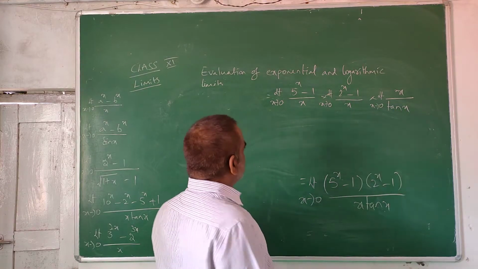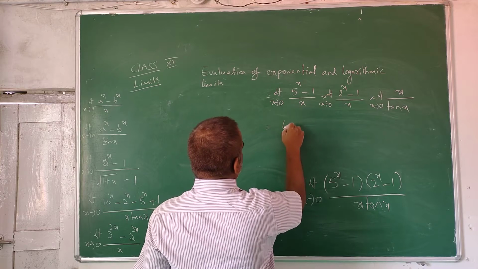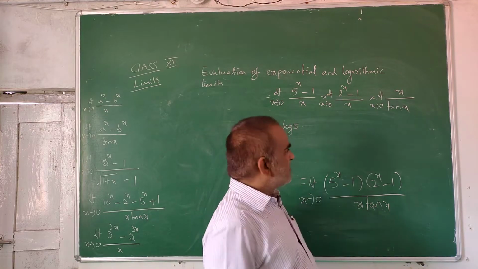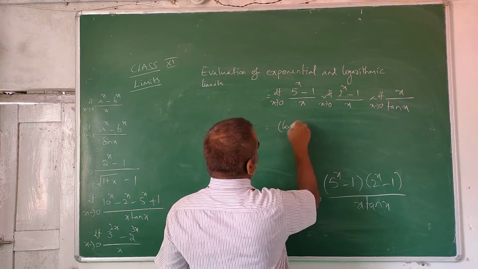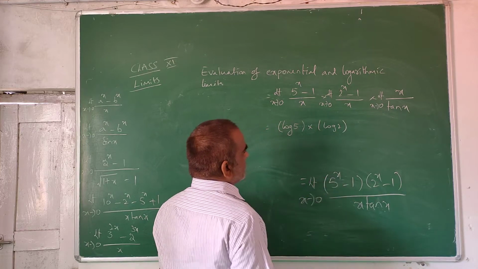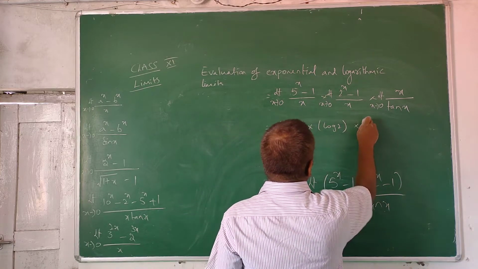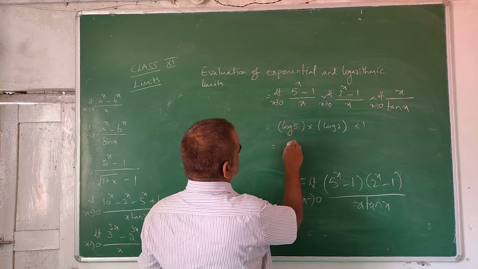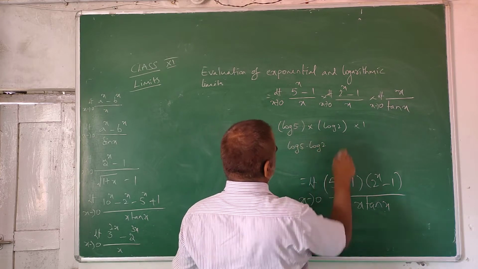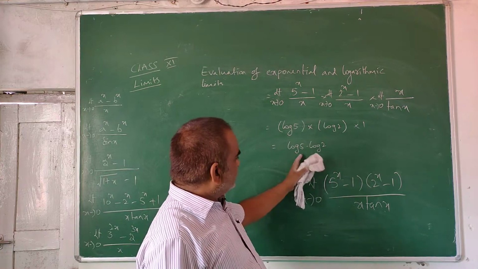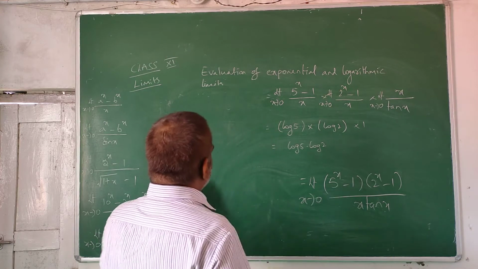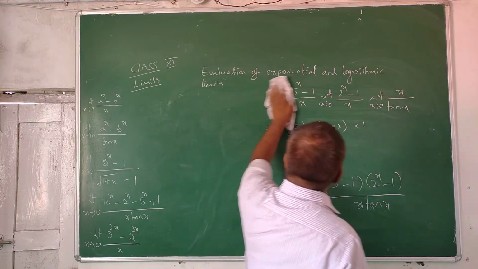Are you following? So now this is equal to, this is log 5. According to the standard form, it is log 5 into this is log 2, and it is 1. So this is log 5 into log 2. This is the answer. We cannot do anything with this. Log 5 into log 2 means log 5 into log 2 only. So this ends the problem.